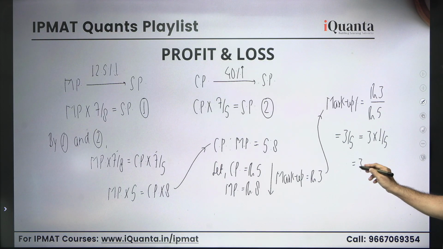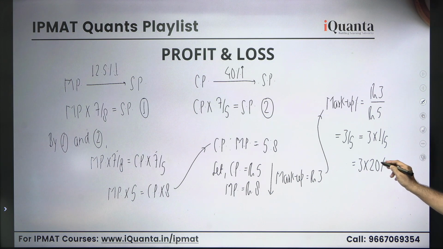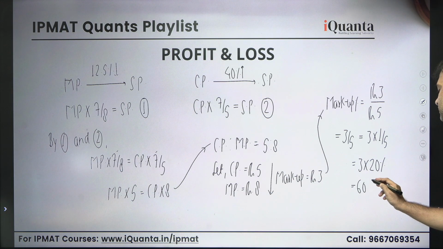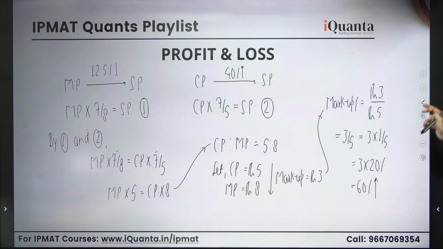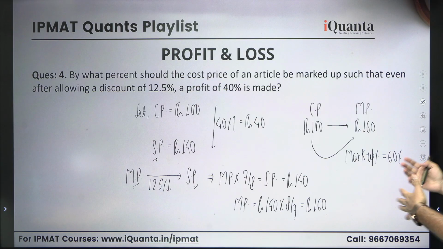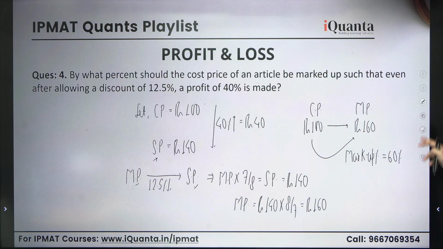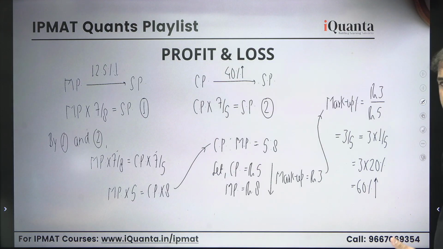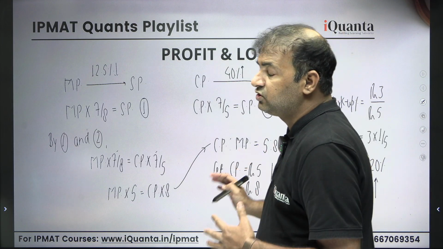So by this, we can say the answer has to be 60%. Alright, so we got the markup percentage 60%, and we remember with the last method also we got the 60%. With this method also it has to be the same, obviously. So we have these two methods, right?